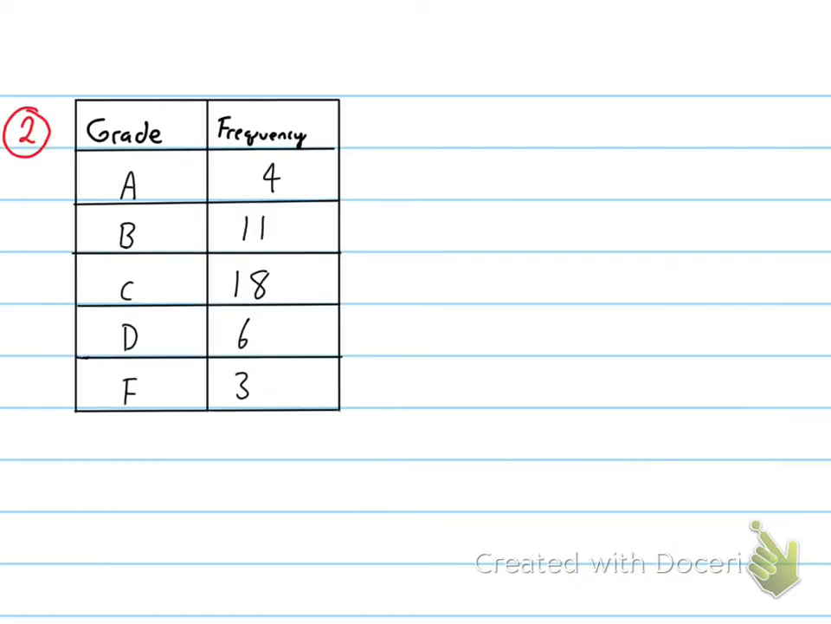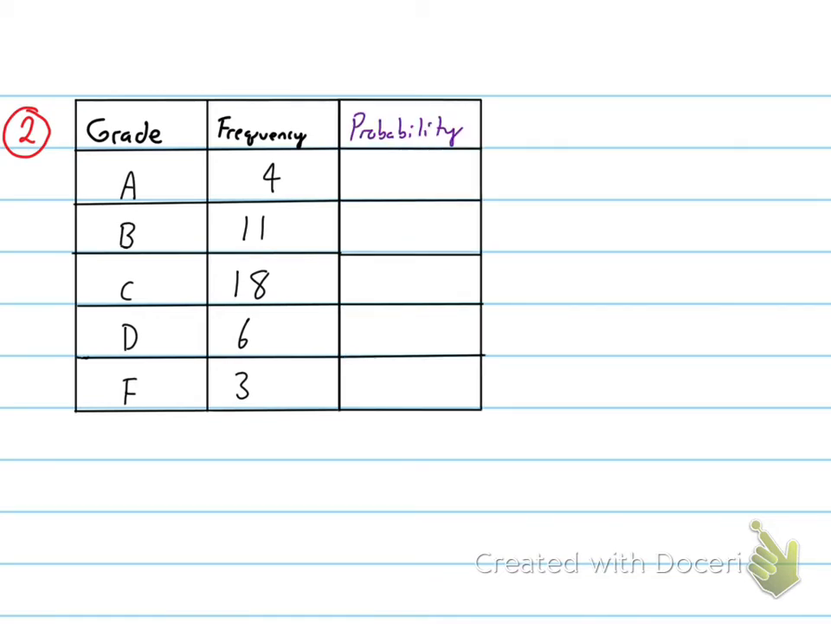Let's look at one more example here. Let's say these were the grades for the last test that I gave. So 4 people got an A, 11 people got a B, 18 people got a C, 6 a D, and 3 people failed it. And let's say I want to make a probability distribution. Basically, what I'm going to do here is add one more column to my table, and I'm just going to find the probability for each row.